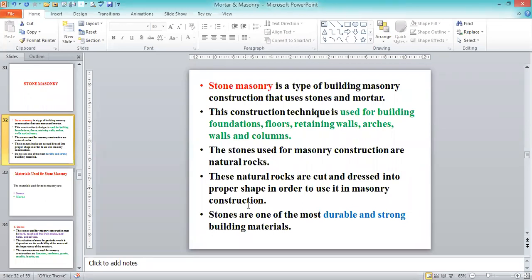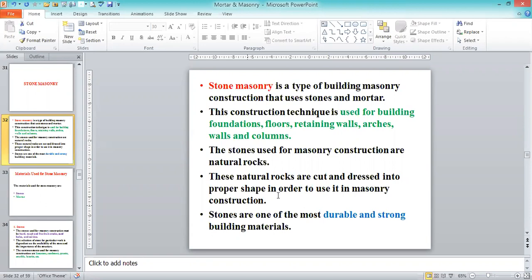Then what type of rocks or stones is suitable for construction? Natural rocks. Almost all rocks come from nature. We know that the natural classification is igneous, sedimentary, and metamorphic rock. Depending upon the type of construction and the load to be taken care of by the masonry work, we have to choose whether it comes from igneous, sedimentary, or metamorphic rock. Preferably we use igneous rocks because they are strong, hard, and durable. That's why we go for igneous rocks rather than sedimentary and metamorphic rocks.